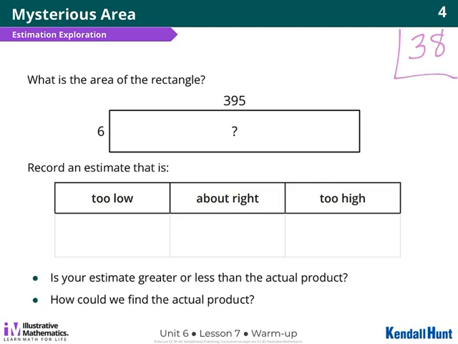And today's warm-up is estimation exploration. So, what is the area of the triangle? You're going to record an estimate that is too low, about right, and too high. And I will give you guys a couple minutes. All right. Raise your hand. I want to hear an estimate that is too low.